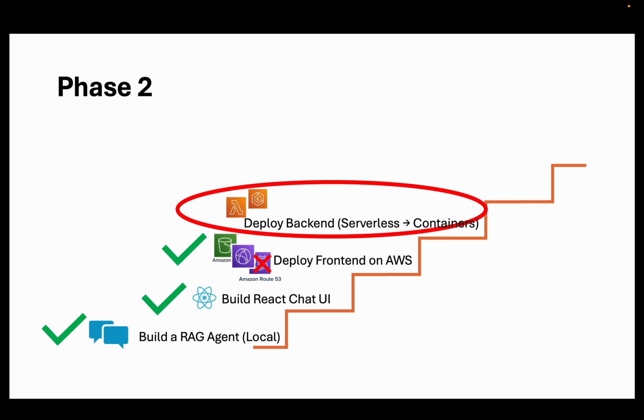Now that the front end is deployed, the next step is to connect it to our backend RAG system running in the cloud. That's where things start getting really interesting because we will move from a simple deployment to a fully cloud native AI system.